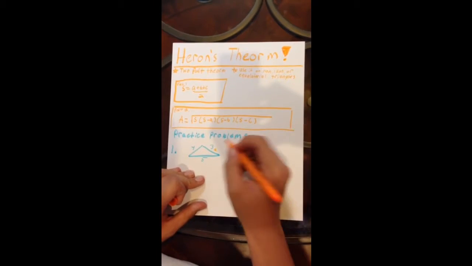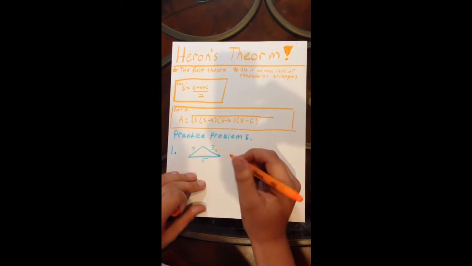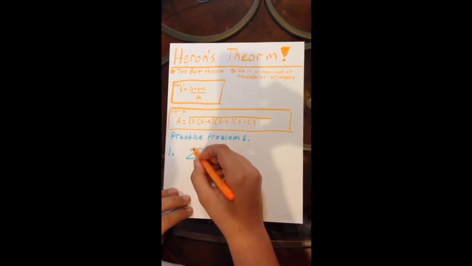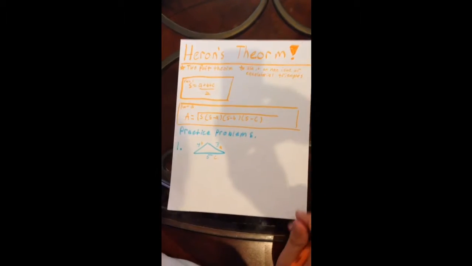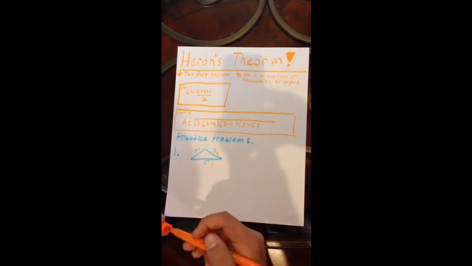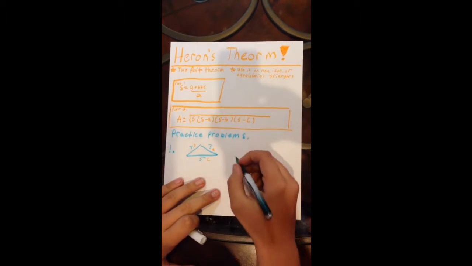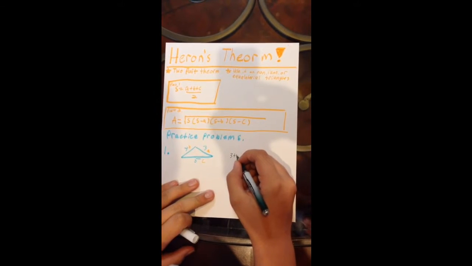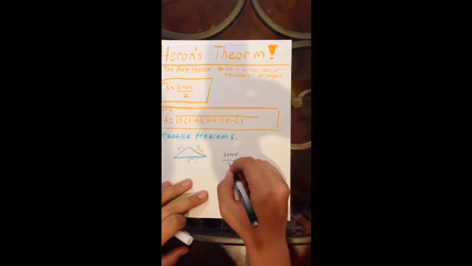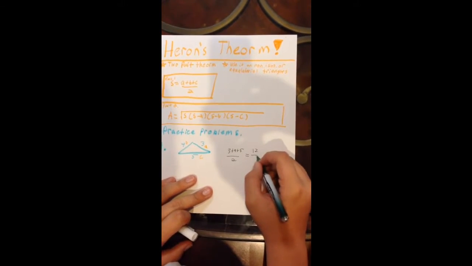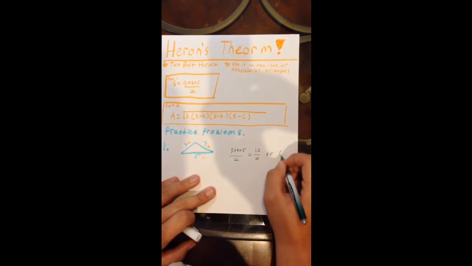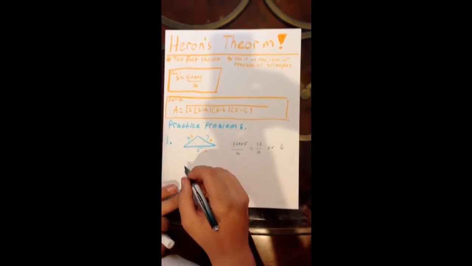So this is going to be a. Practice problem 1 is what we're going to do right now. This is going to be a, this is going to be b, and this is going to be c. Okay, so here's how we're going to solve for this. We're first going to plug it into our part 1 formula. So it's going to be 3 plus 4 plus 5 over 2, which is equal to 12 over 2, or 6. So we're going to plug that into our part 2 formula.